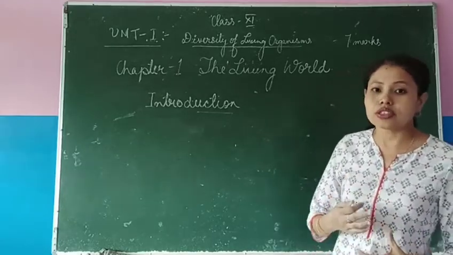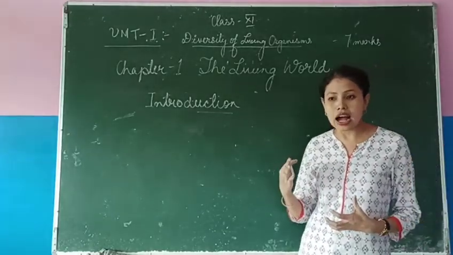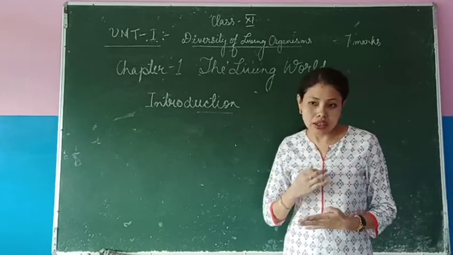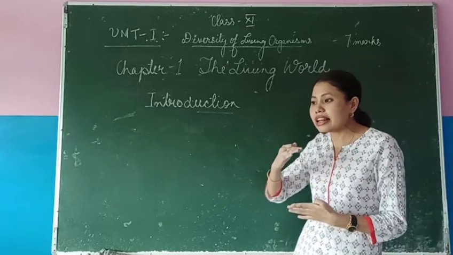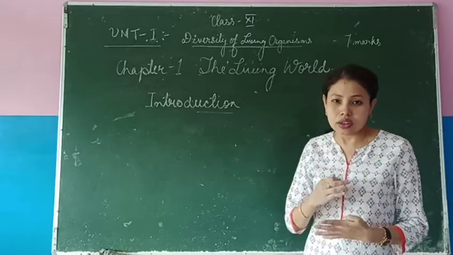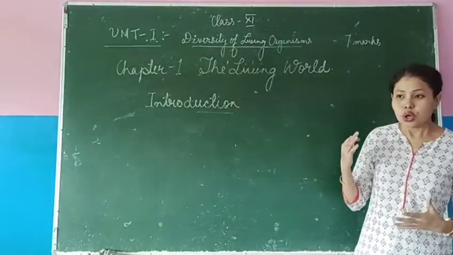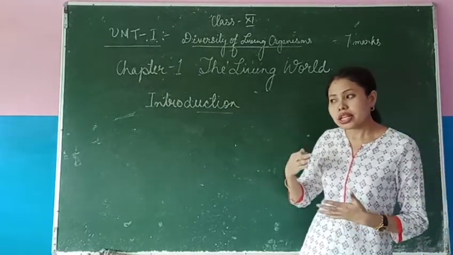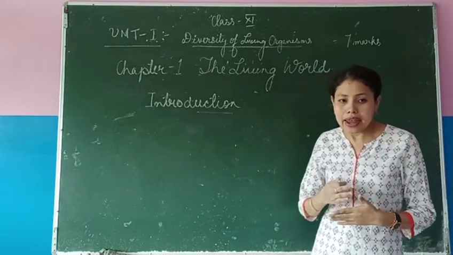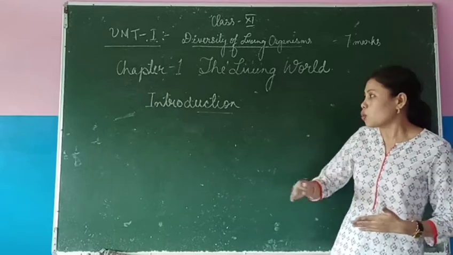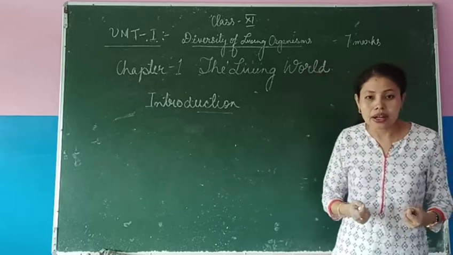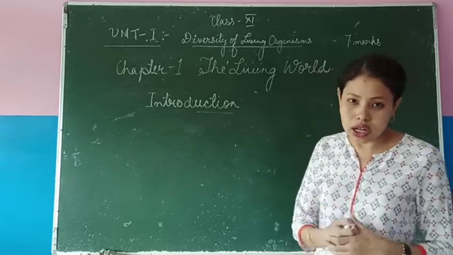Therefore, it is very important for us to have a clear idea of how many life forms are present on this planet Earth. We cannot study each and every detail of every organism because there are billions of organisms living on the Earth. So what do we do? We divide them into categories based on their similar characters, and after dividing them, we study them. So it becomes easier and more understandable for all of us.